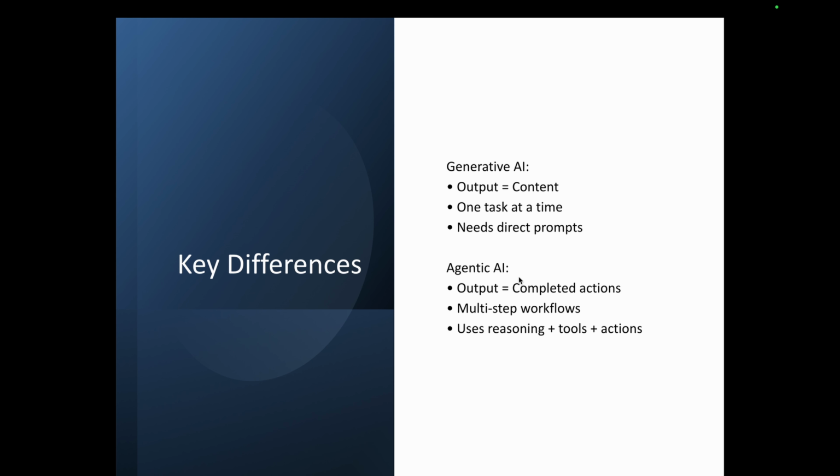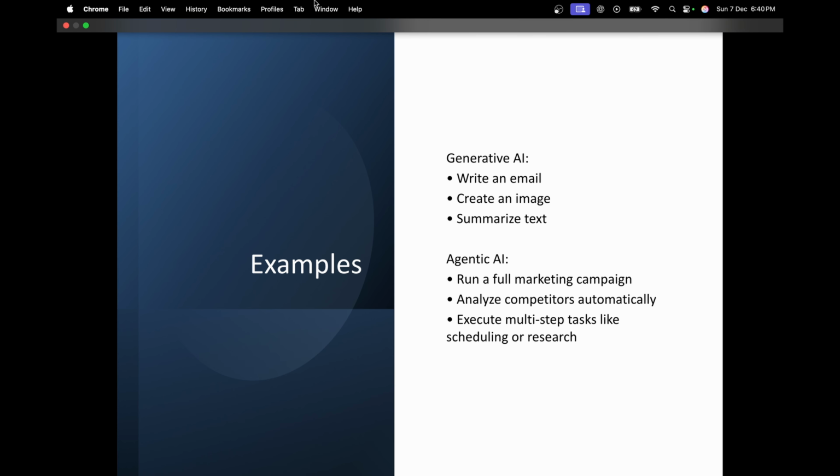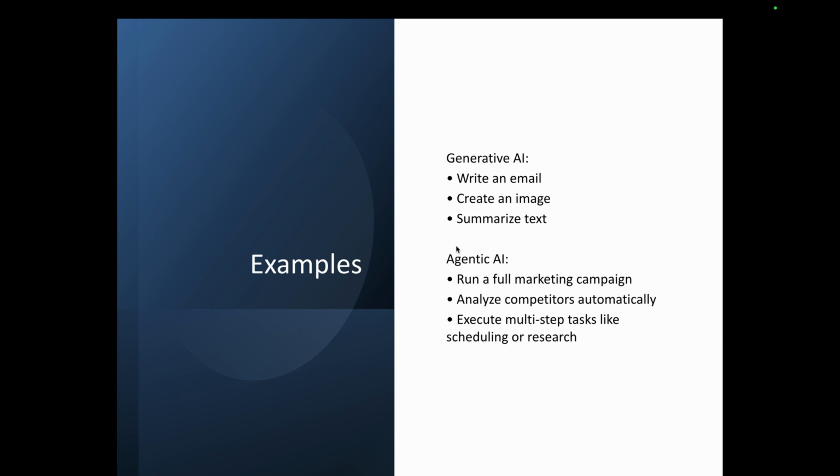However, in agentic AI, we will be completing some actions. There will be some multi-step workflows. So that is the difference. If we talk about examples, in generative AI, we can write an email, create an image, or summarize text. Whatever emails are coming, we can give a prompt like, summarize my emails, and that will summarize all the text. However, in agentic AI, we are running a full marketing campaign. We are giving a plan, execute, and generate the output. So this is a goal oriented thing which we will be using.